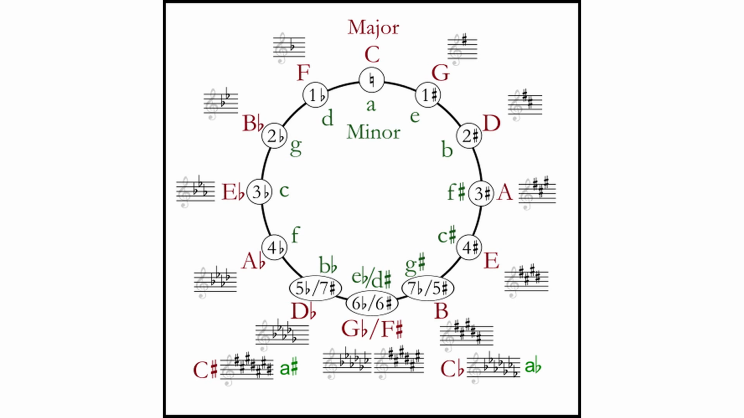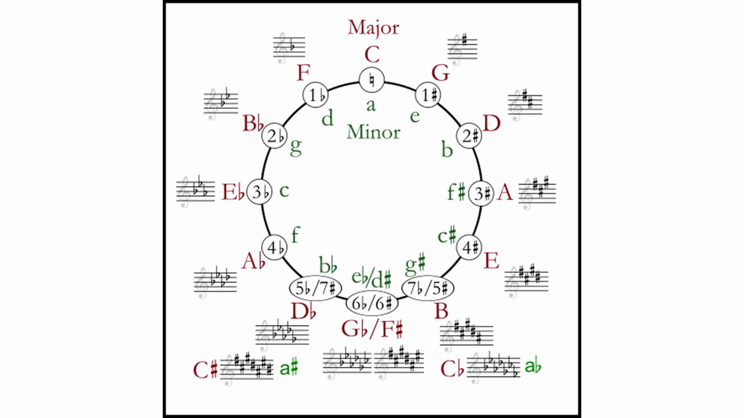On the other side of the circle, we have our flat keys, in order of increasing flats. In the same way, if we start at the top and go counterclockwise, we'll see that these keys are each a fifth apart as well, but moving in the opposite direction. So F is a fifth below C, B flat is a fifth below F, and so on to the bottom of the diagram.